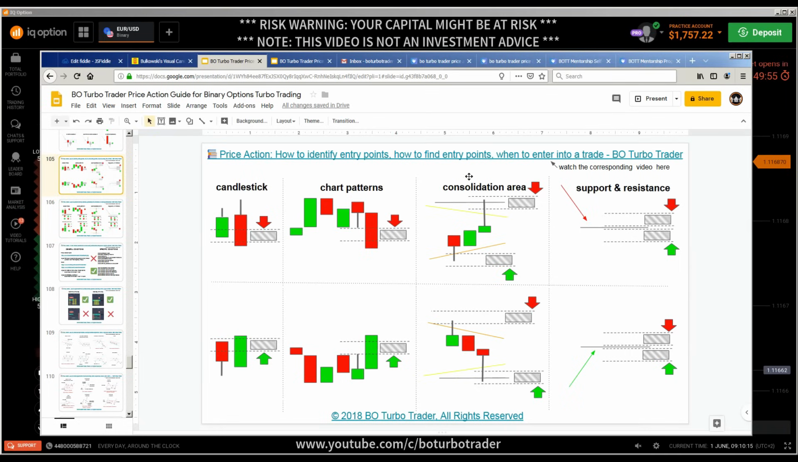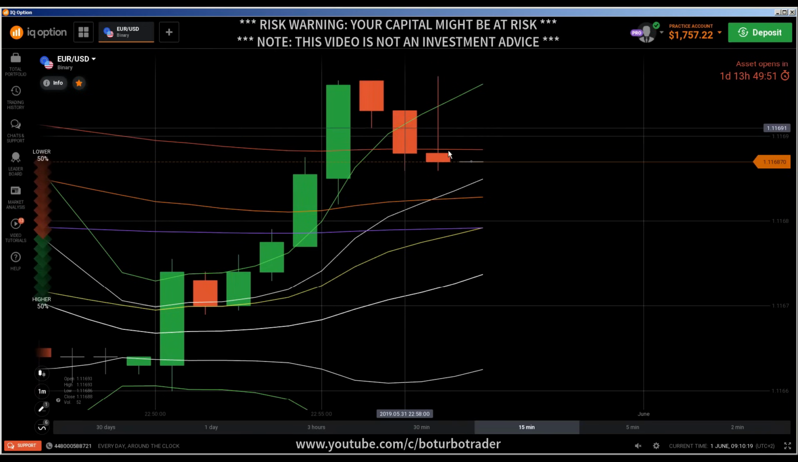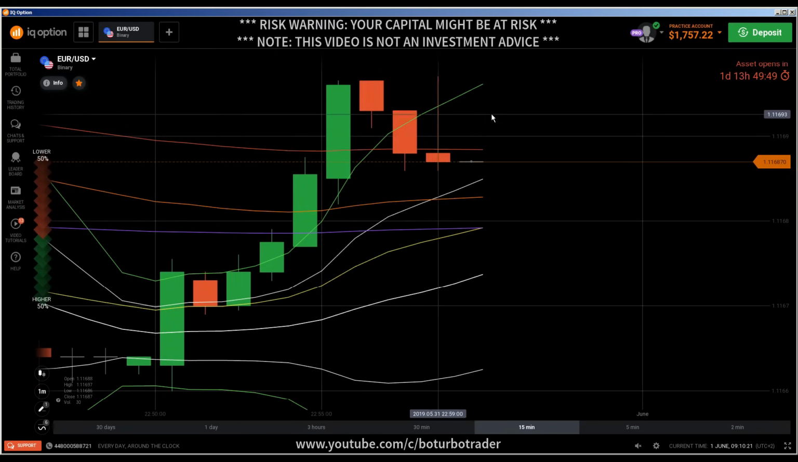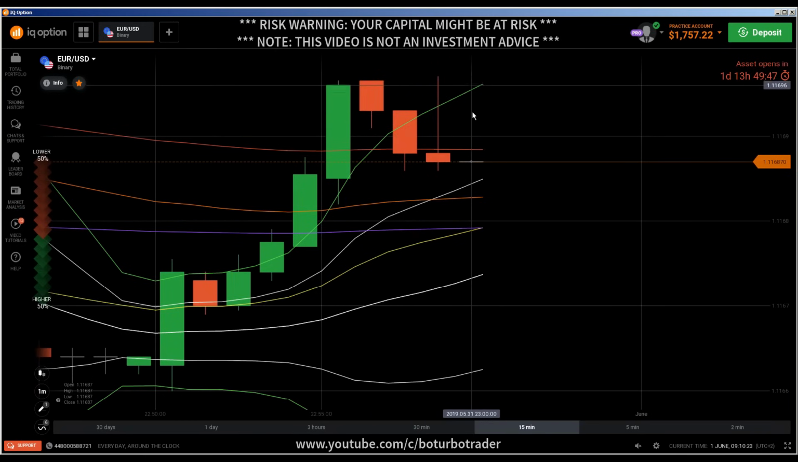Consolidation area, outside of the consolidation area. That means your entry point should be here. On a put, you do a put here and above the 100 EMA. That is what you should do.